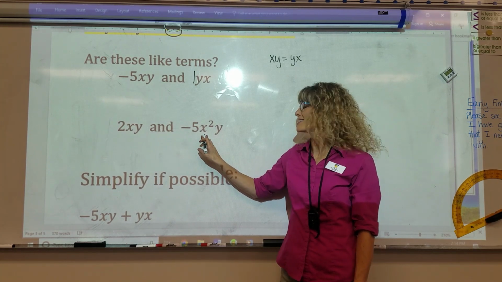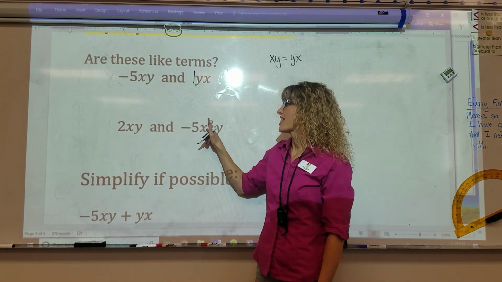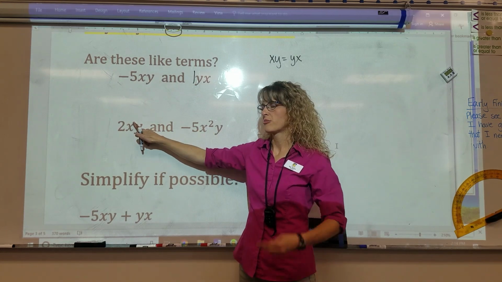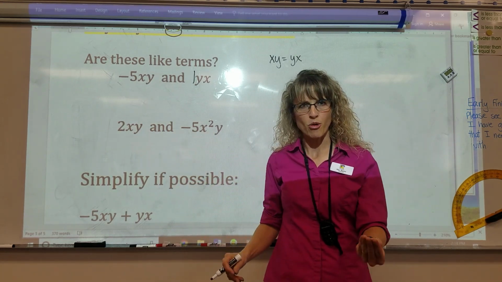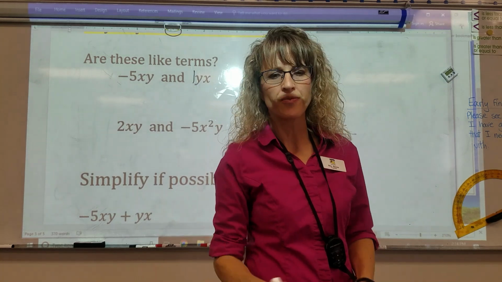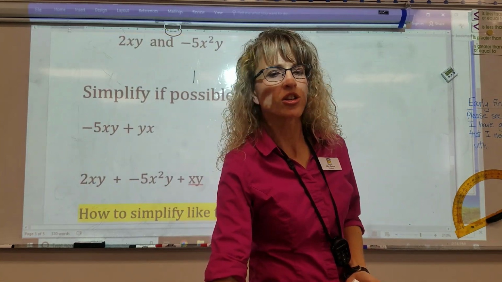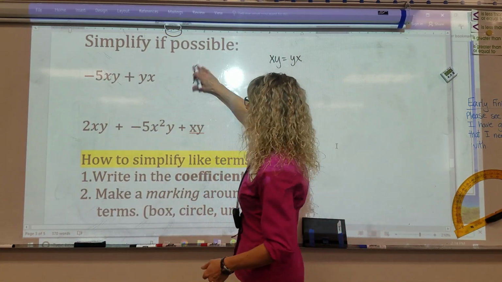You are correct. These are not like terms. This has an exponent, this doesn't. To be like terms, they have to have the same exponent. What do they have to have the same? Exponents. So they're not like terms, you can't add those. All right, so let's try adding.